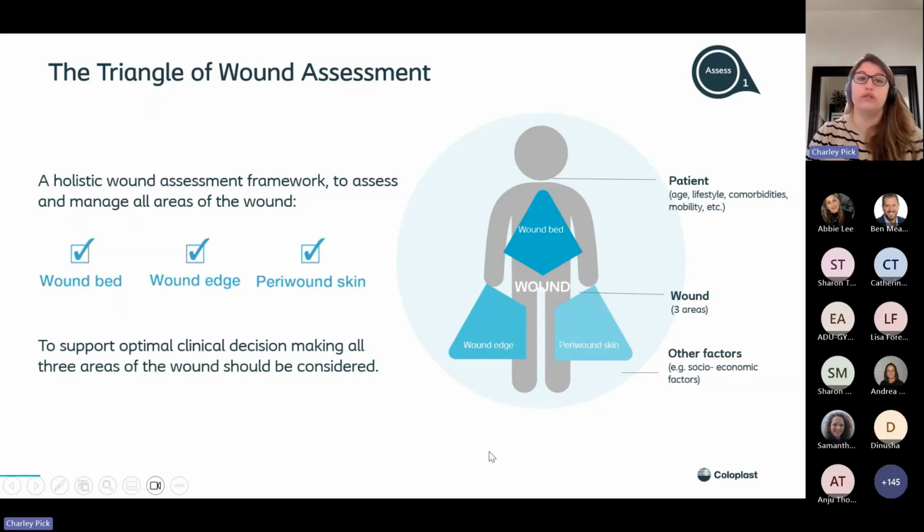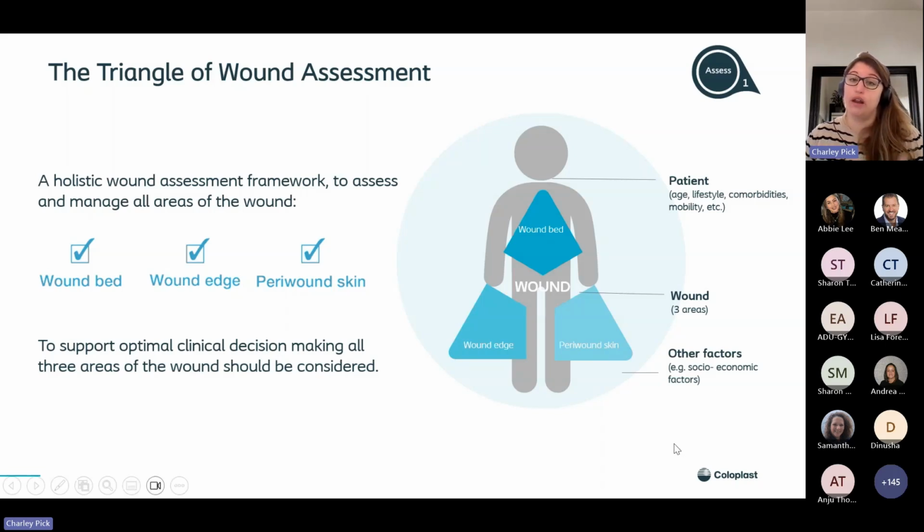Now, this is our triangle of wound assessment in Coloplast. I like this because we have the circle around the patient. Now, that identifies your holistic assessment, your whole patient, before you then look at that hole in your patient. And when you do look at your wound, you break it down to the wound bed, wound edge, and that peri-wound skin. And again, this is a simple, easy framework to help you assess and manage all aspects of that wound and of that patient.